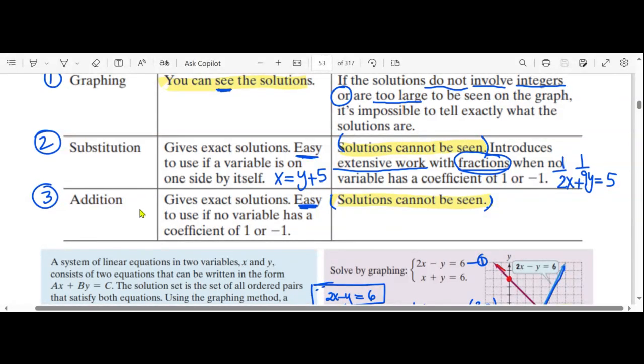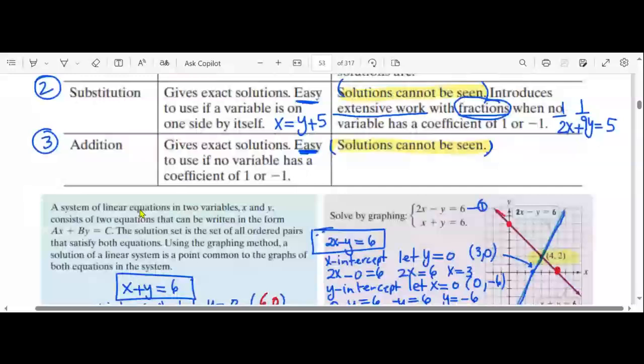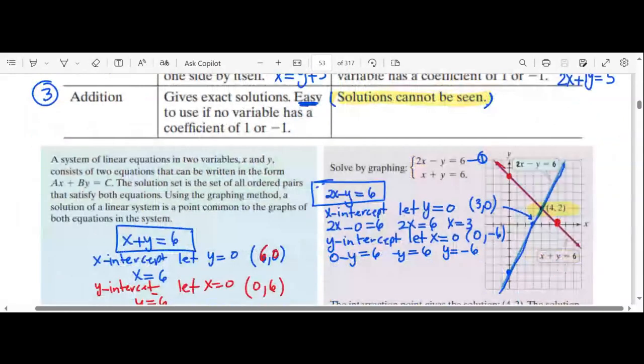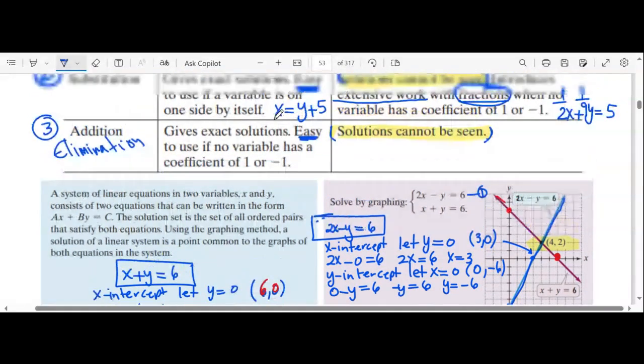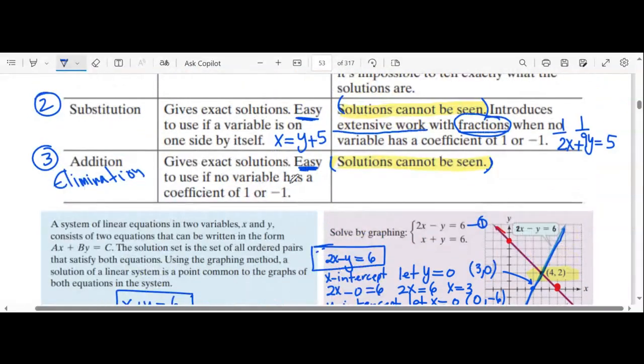and the 9. The third method is called addition, and sometimes they call it elimination. Another name for it is elimination. The advantage is it gives an exact solution, just like substitution, and it is easy to use if a variable has a coefficient of 1 or -1. The disadvantage, same as substitution: the solution cannot be seen. You cannot see it like when you graph. Up to here is clear?